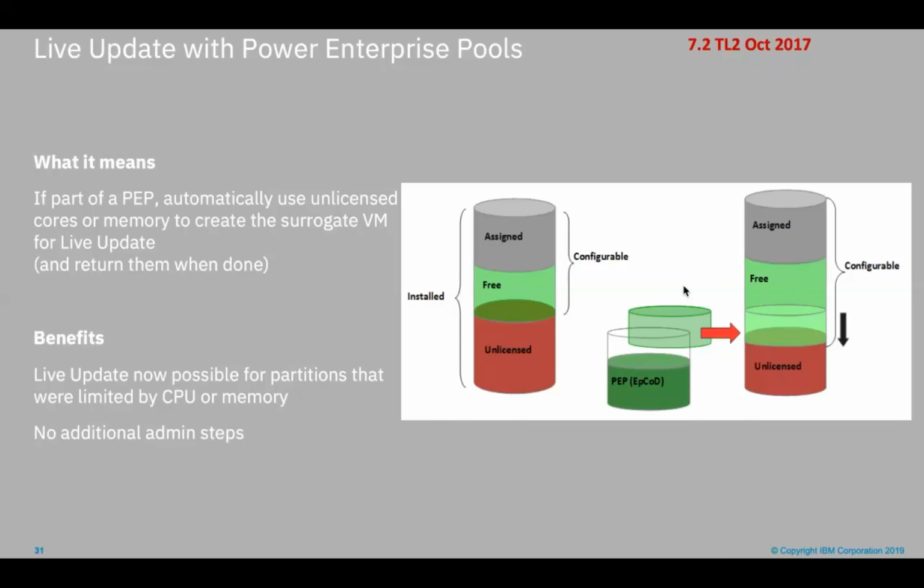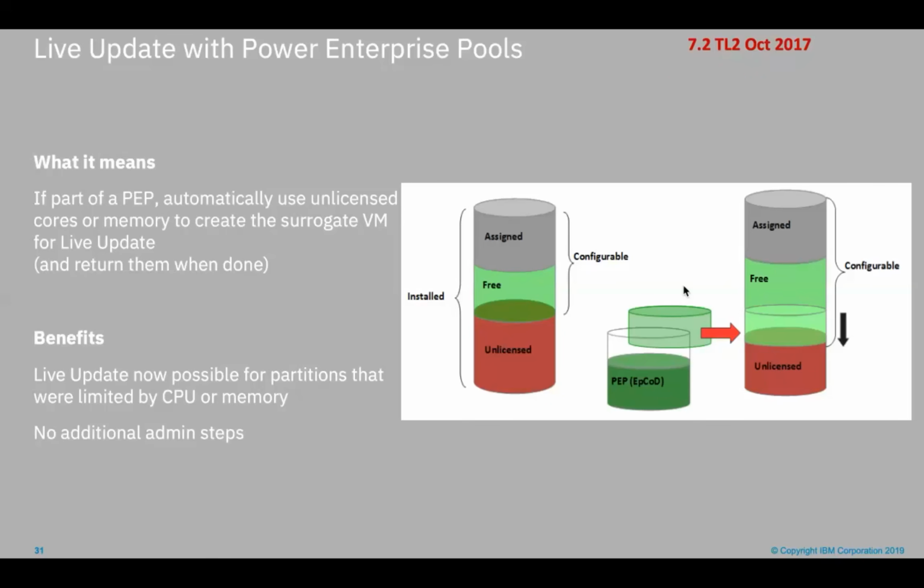Okay, some other options that you have with live update, which I definitely recommend that you check out if you have the capability. In 2017, we introduced live update with Power Enterprise Pools. So if you have a Power Enterprise Pool and you're constrained for resources, live update can actually borrow a resource from that pool during the live update, either CPU or memory, assign it to the surrogate VM, perform the live update, complete it, and then give the resources back once it's done. And there's no admin steps required for that capability.